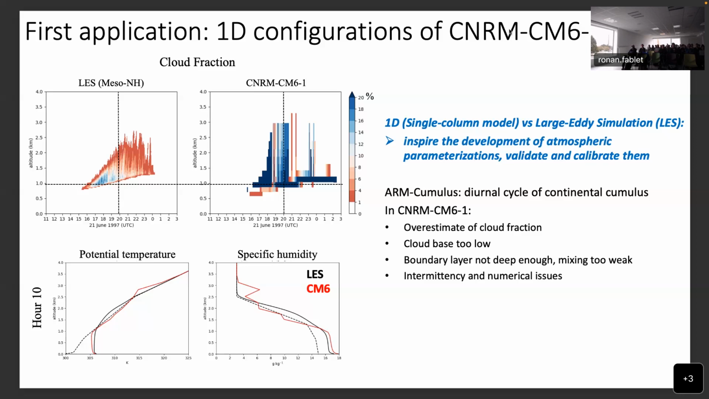We have too weak mixing with the free troposphere, and for the specific humidity, you see that we have some issues, probably numerical, and also some intermittency in the activation of some processes across the simulation. So the question we ask is, is this error due to poor calibration, or is it really an intrinsic limit of the model that we need to reduce?